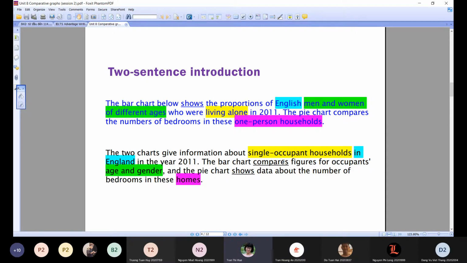So what can you tell me about the phrases highlighted in different colors? Why do I highlight these phrases in different colors?